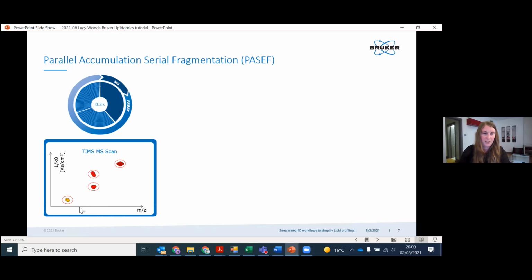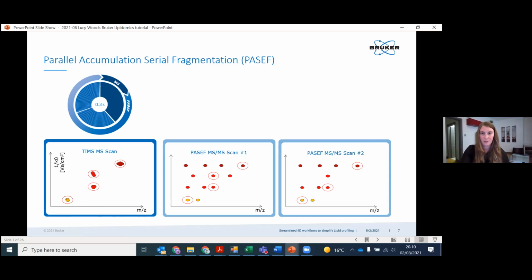Across the x-axis here, we have mass to charge, and on the y-axis, we have the mobility. Each of these ions is separated by both mass to charge and mobility. So these two red ions in the middle have very similar masses, but different mobilities. We're thus able to separate them out and acquire MSMS spectra for each of these different isobaric lipids.